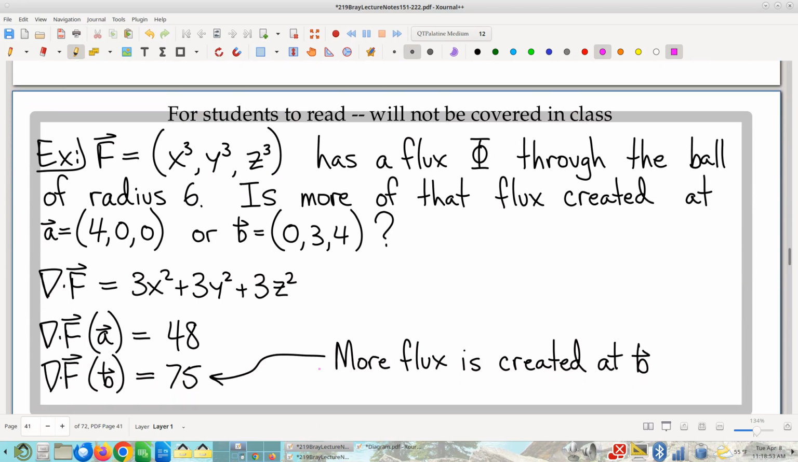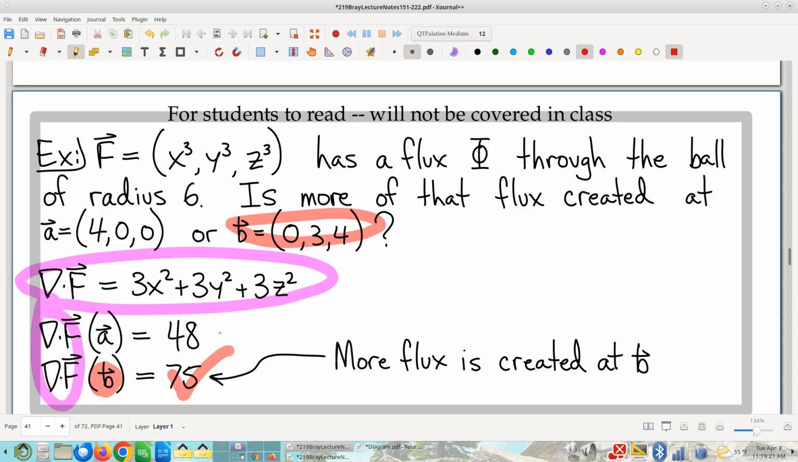If you have a vector field that results in a certain amount of flux, computed on a boundary, and you want to know where that flux is coming from, really, which points get the credit more than other points, you look at flux density. And at this point B, the flux density is greater, and so there's more flux coming from that point B.